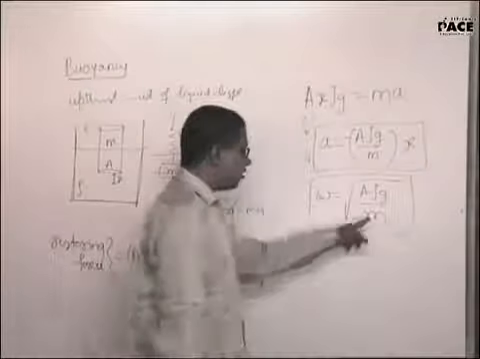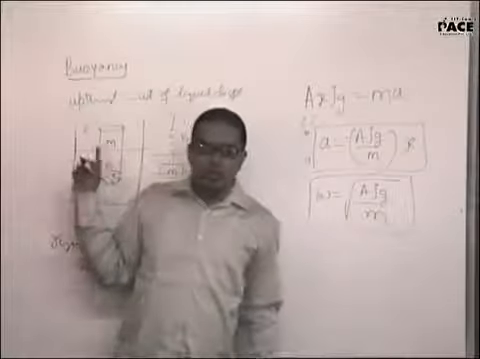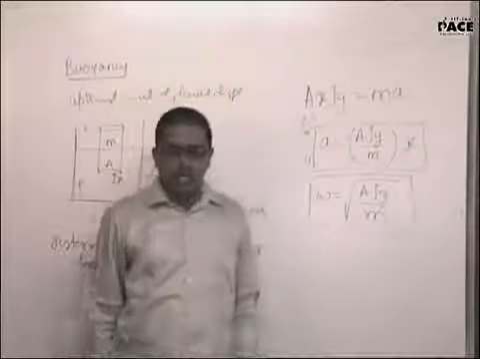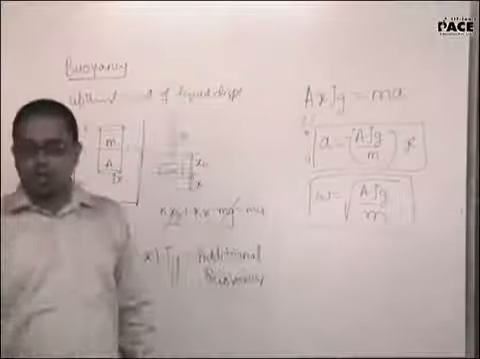Sometimes they will not give you the mass of the block. Instead, they will give you the height of the block and the density of the block. You already know the area of cross section. You can calculate the volume. That into the density of the block will be the mass of the block.